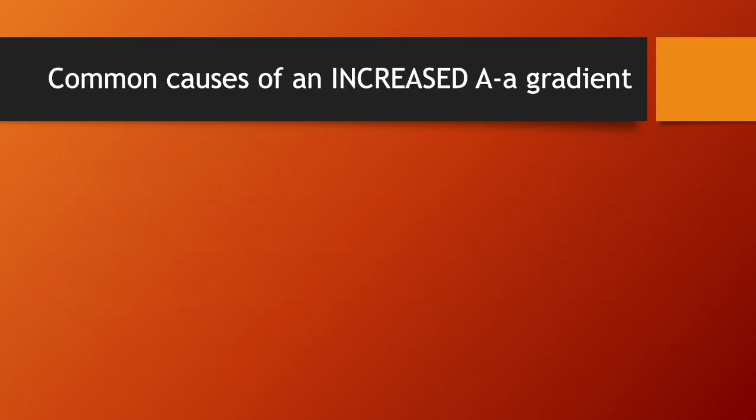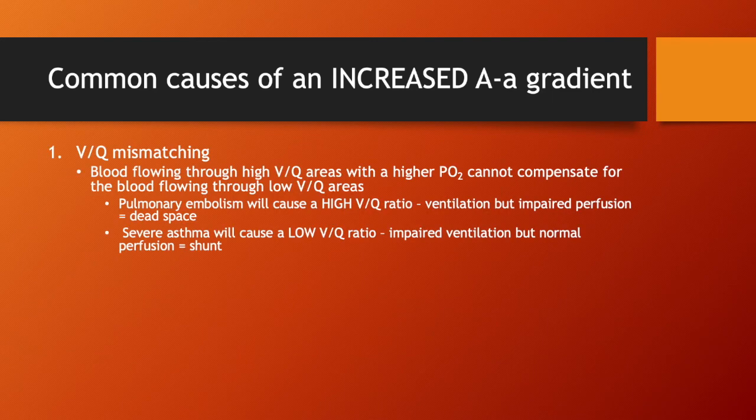Common causes of an increased alveolar-arterial gradient. 1. VQ mismatching. Blood flowing through high ventilation perfusion areas with a higher partial pressure of oxygen cannot compensate for the blood flowing through low ventilation perfusion areas. For example, pulmonary embolism will cause a high VQ ratio. This is where there is ventilation of part of the lung but impaired perfusion, and this is termed dead space. On the other hand, severe asthma will cause a low VQ ratio. This is where there is impaired ventilation but normal perfusion, and we call this shunt. In severe cases, both of the following will cause hypoxia.